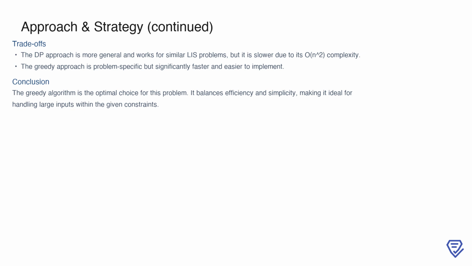In contrast, the greedy algorithm is specifically tailored to this problem, making it both faster and easier to implement. By focusing on minimizing the end value of the current chain, the greedy strategy ensures that we leave the maximum room for adding subsequent pairs, which is the optimal choice for this problem. In conclusion, the greedy algorithm is the clear winner here. It strikes the perfect balance between efficiency and simplicity, enabling us to handle large inputs effectively under the given constraints. This makes it the ideal solution for maximizing the length of a pair chain.